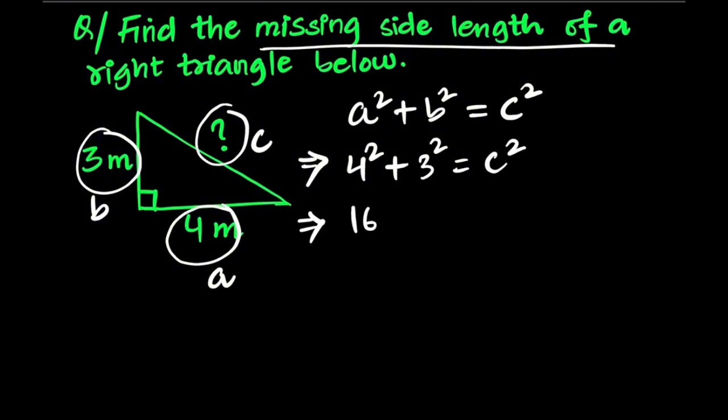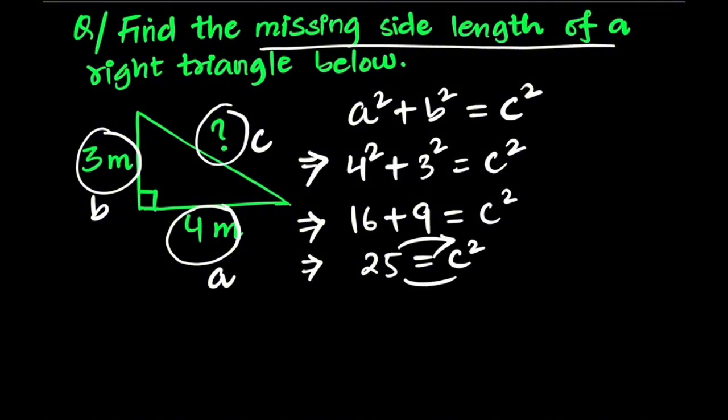4 square means 16 plus 3 square means 9, which equals C square. 16 plus 9 equals 25, which equals C square. Now switch their positions to make C square the subject of the equation. So C square equals 25. Since we are just finding the value of C, we don't want this exponent 2 here. So to remove this exponent of 2, take the square root on both sides of the equation.